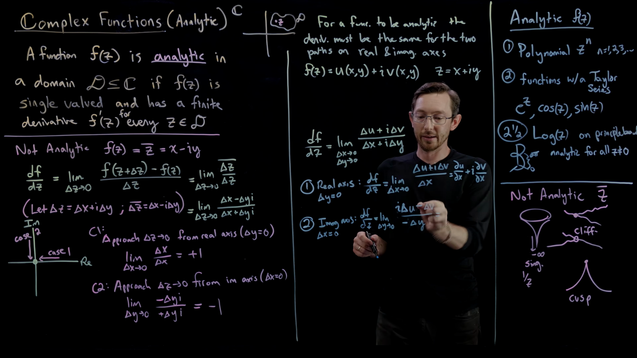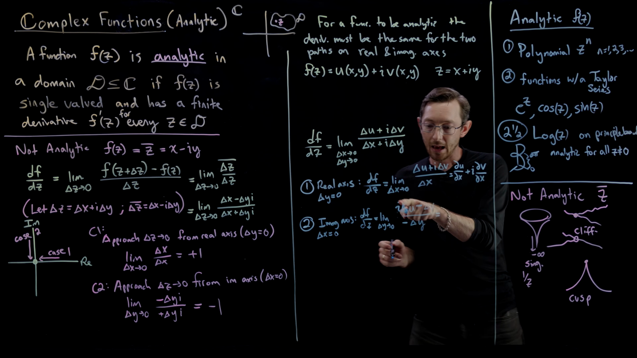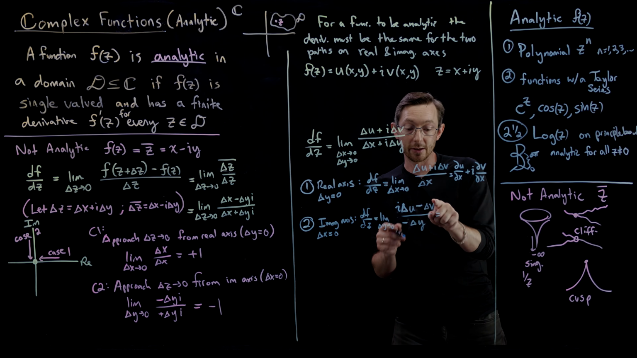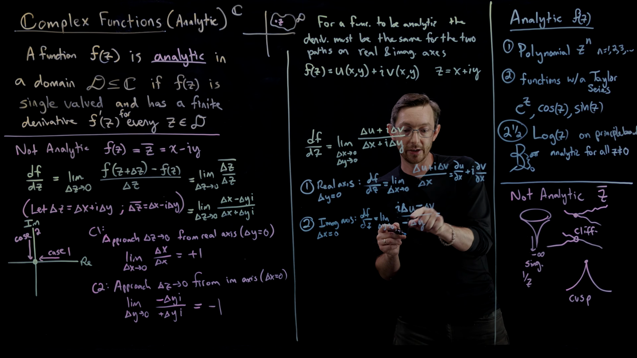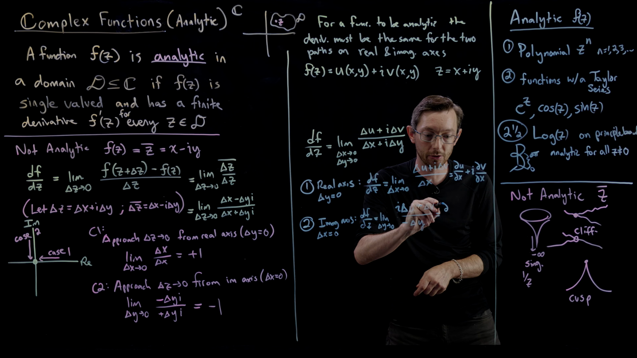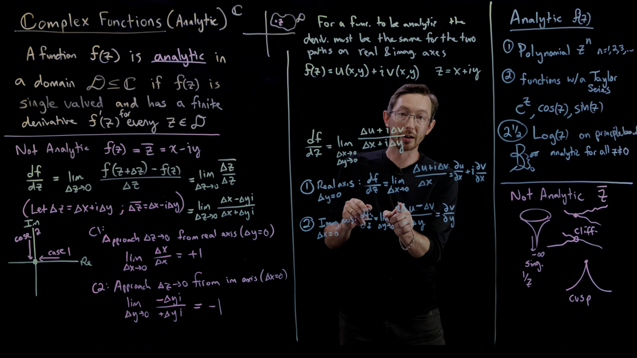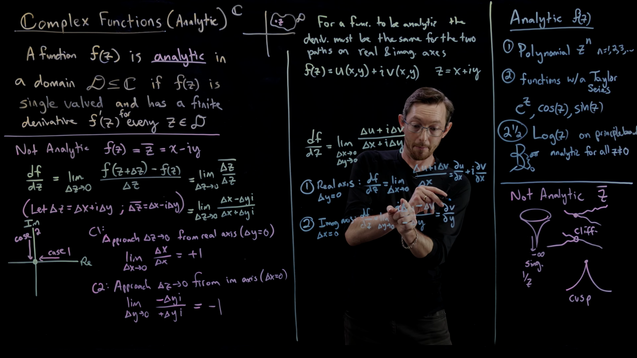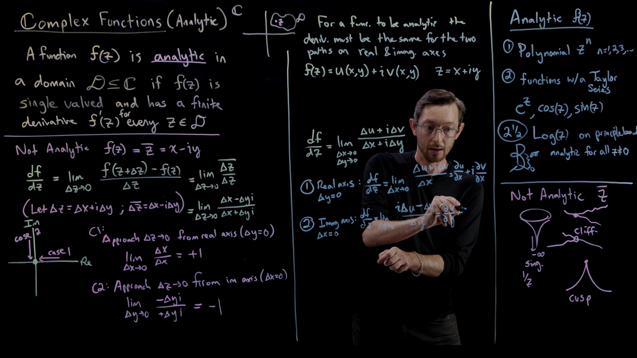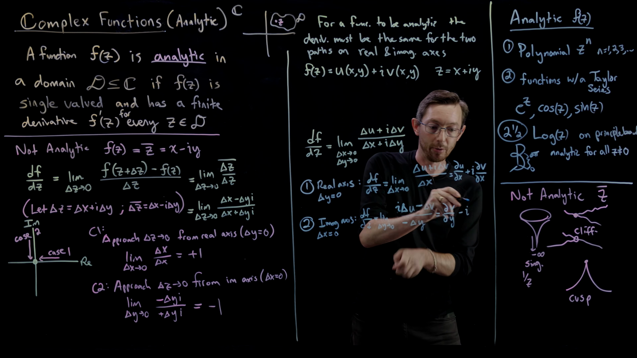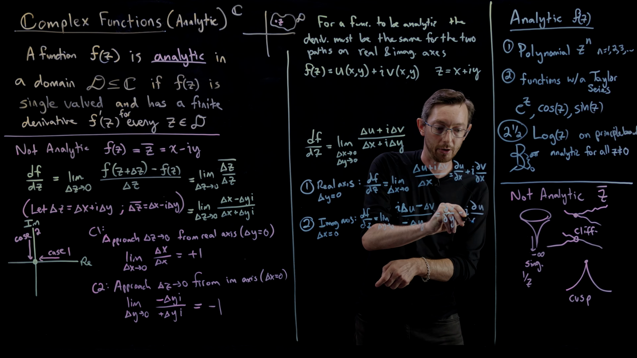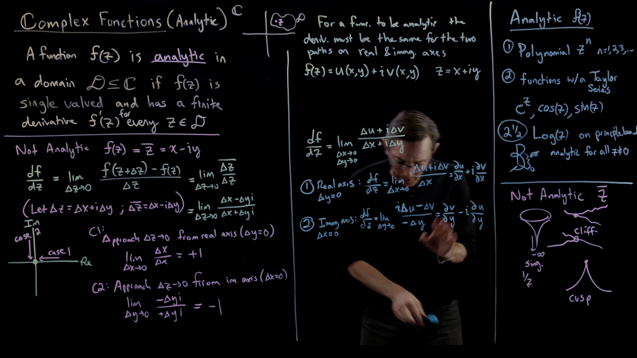Okay, remember, because the delta y had an i out front. And so now if I take the partial derivatives, the real part is minus partial v over minus partial y. That's just partial v partial y. And the imaginary part is going to be, again, minus i partial u partial y. Partial u partial y. Okay.